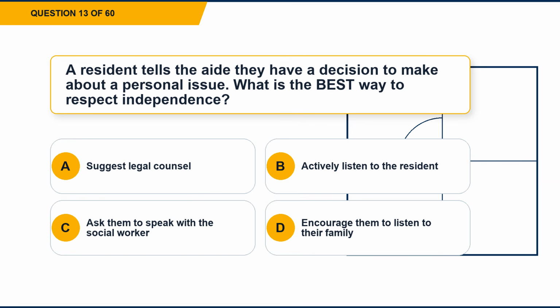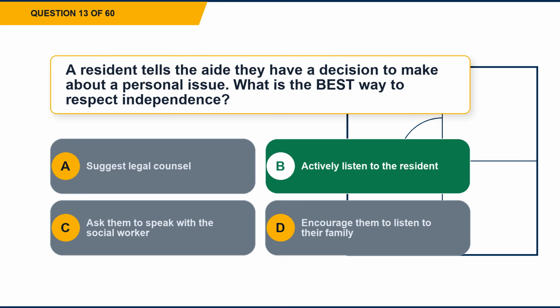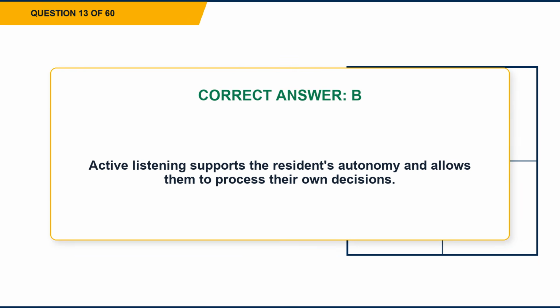Question 13. A resident tells the aide they have a decision to make about a personal issue. What is the best way to respect independence? Option A. Suggest legal counsel. Option B. Actively listen to the resident. Option C. Ask them to speak with the social worker. Option D. Encourage them to listen to their family. The correct answer is option B. Actively listen to the resident. Explanation. Active listening supports the resident's autonomy and allows them to process their own decisions.